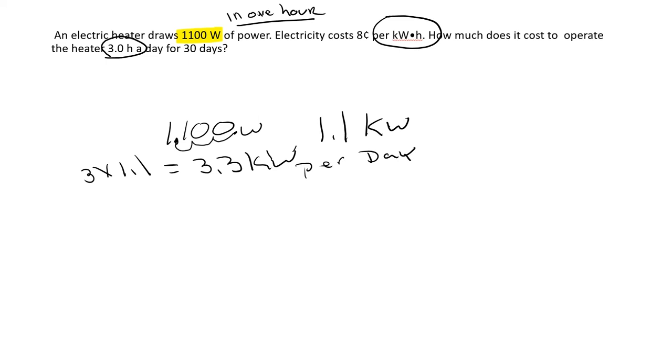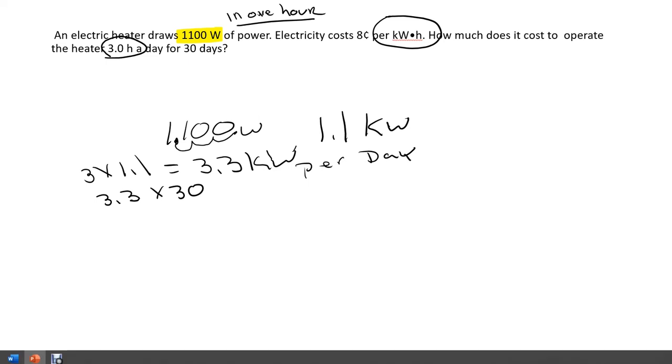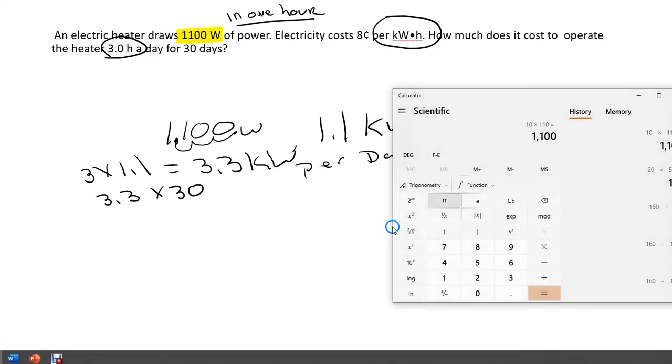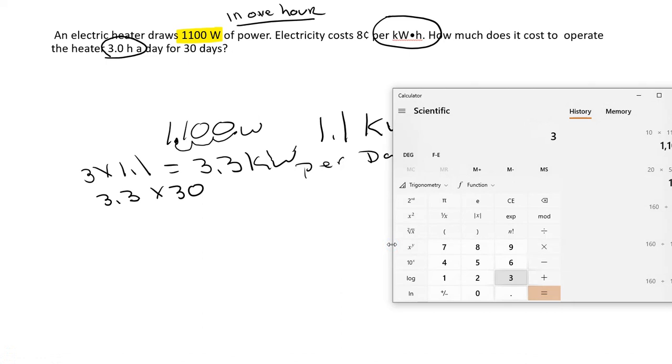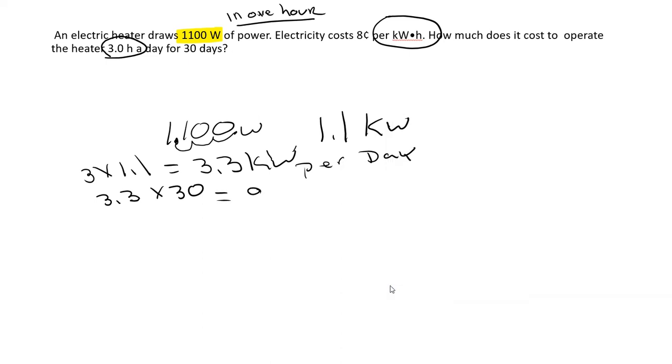So to figure that out, I'm going to multiply it by 30. So I got 3.3 times 30. Let's grab our handy dandy calculator, and we're going to go 3.3 times 30, and that equals 99. So that's 99 kilowatts. But I'm not done yet.